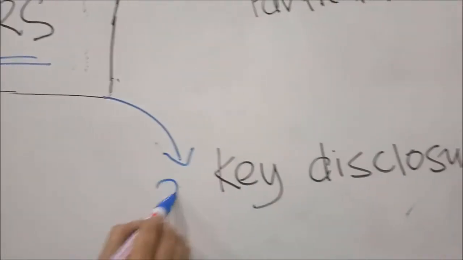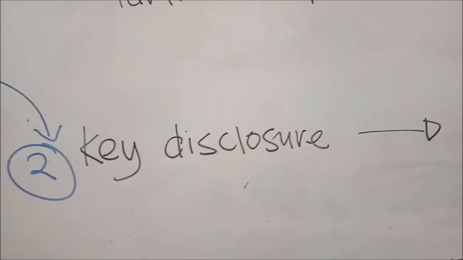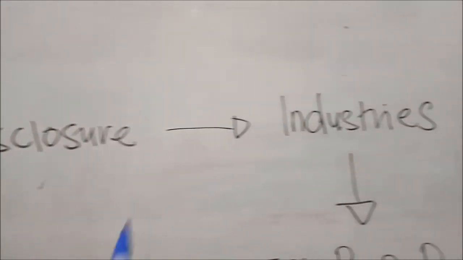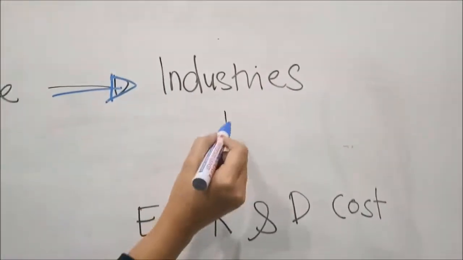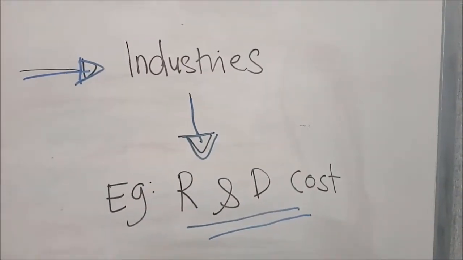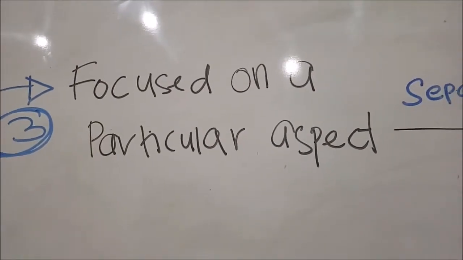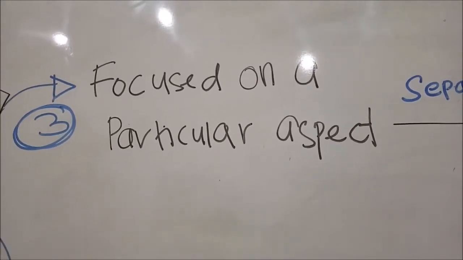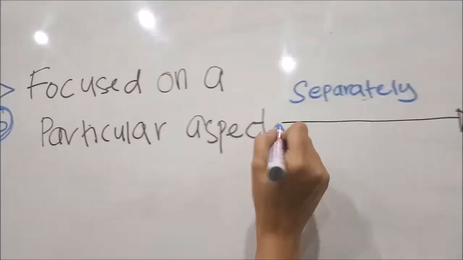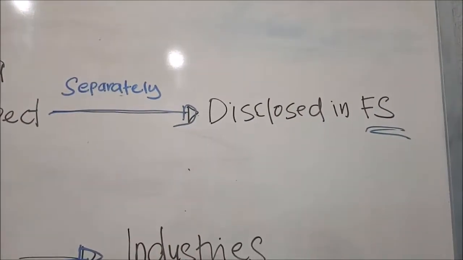And next one, we look into the key disclosures in relation to the industry in which the entity operates. For example, research and development costs for a pharmaceutical company. And lastly, it is focused on a particular aspect of the entity's business that is separately disclosed in the financial statements. For example, a newly acquired business.